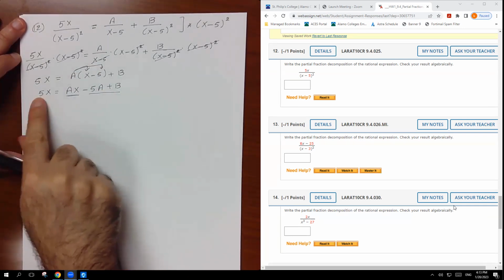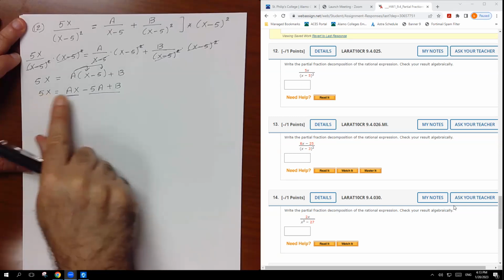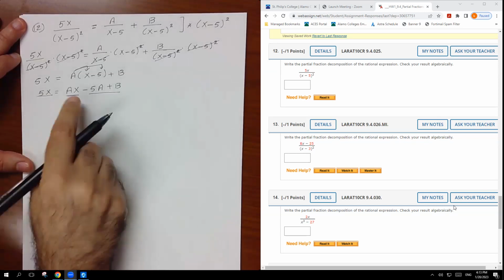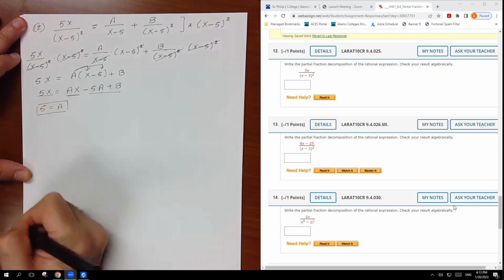There is no constant here because we have x, so this 5 is going to be equal a, because here's the term with the x, which is similar to this one. So 5 is going to be equal a. That means here's the value of a.